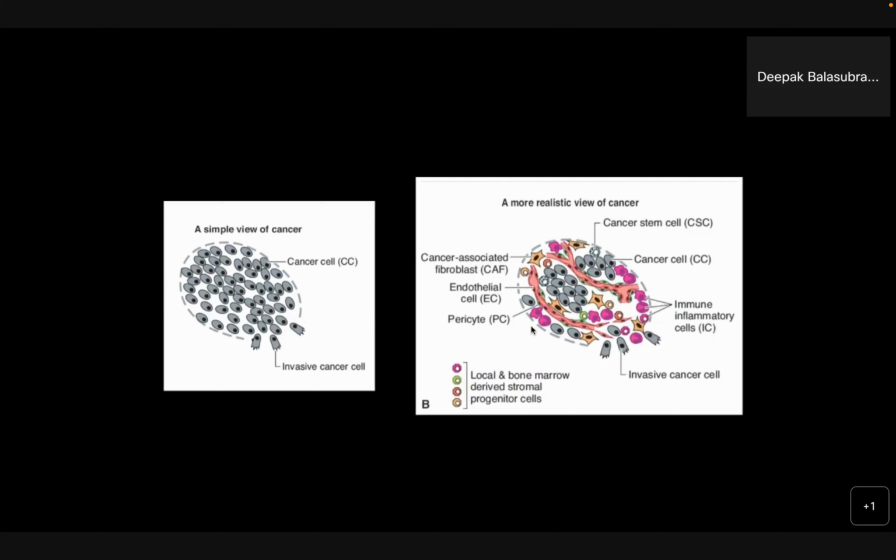But the truth of the tumor is that it's not only the tumor cells, but the tumor precursor cells called the cancer stem cells. You have the body's defense mechanism, that is the immune inflammatory cells, which are in the tumor milieu. You have endothelial cells, which proliferate to form neovascularization. And the stroma is usually filled by cancer associated fibroblasts. So, this is a more complicated view of a cancer. It is not just simple cancer cells, but there are a lot of other cells associated within the cancer lesion.